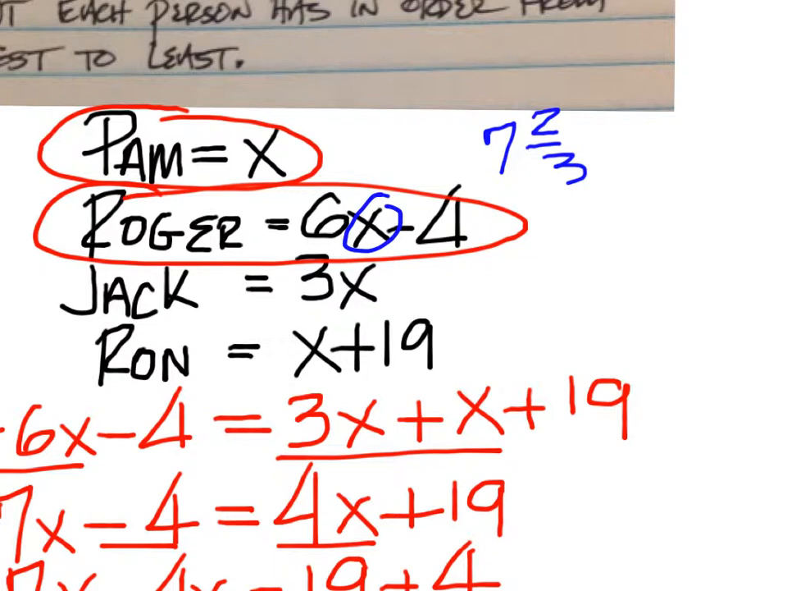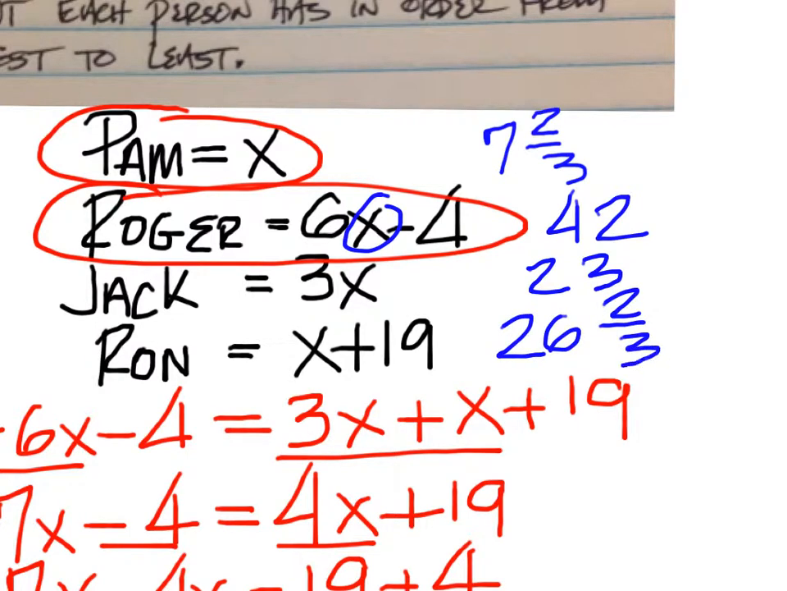Now you're going to have to multiply that by 6 and then subtract 4. How many does Roger have? 42. Now for Jack, you have to put in 7 2/3 and multiply it by 3. How many does Jack have? 23. And then 7 2/3 plus 19 is 26 2/3.